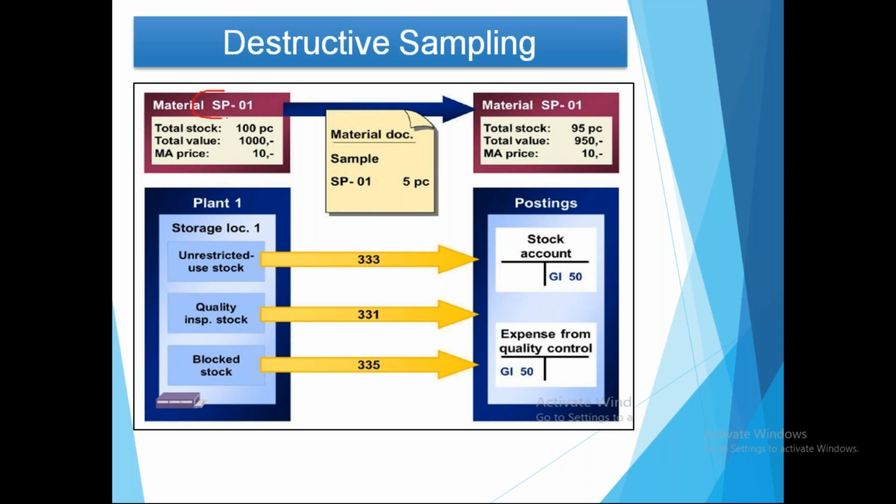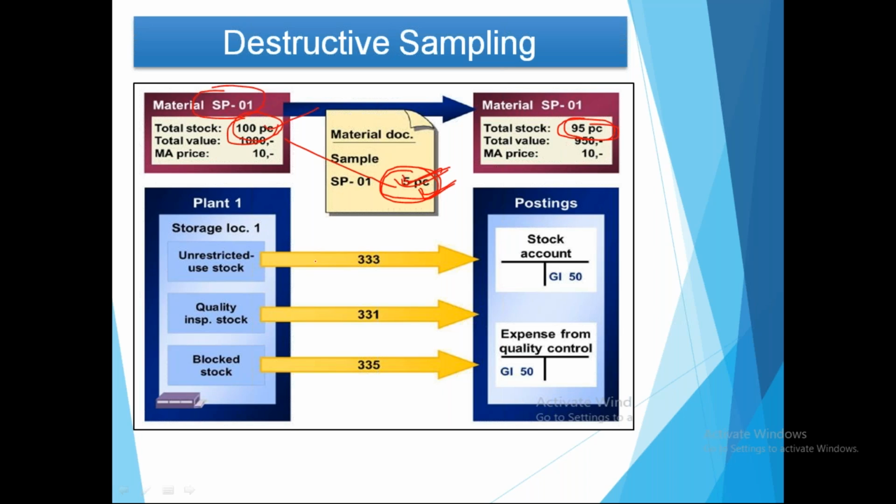Okay, you have a material. This material has 100 pieces. And to do quality inspection on these 100 pieces, you will take 5 pieces and do quality inspection. During the quality inspection, these 5 pieces will be consumed. So now the new stock will become 95 pieces. Since the samples got consumed, this is called destructive sampling.